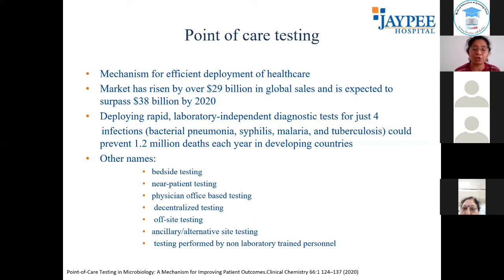Then the other is to decentralize testing, to reduce your TAT, your turnaround time for reporting. Other than that is offsite testing, where you have blind spots where the normal healthcare labs cannot reach: rural areas, interiors, where sophisticated instruments are not available. So offsite testing in camps, in healthcare screening centers. So there are various places where these point of care testing kits are being used.